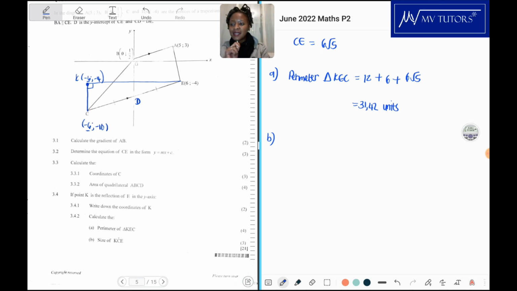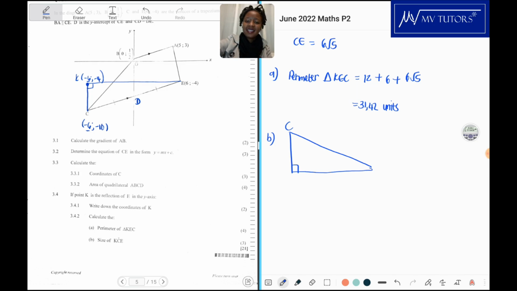So calculate the size of angle KCE. So Mama, basically, yes, my baby? I'll go with Daddy. Yes. So we need to get the angle at C, and this is our triangle here. I'm just going to invert it, reflect it about the x-axis.